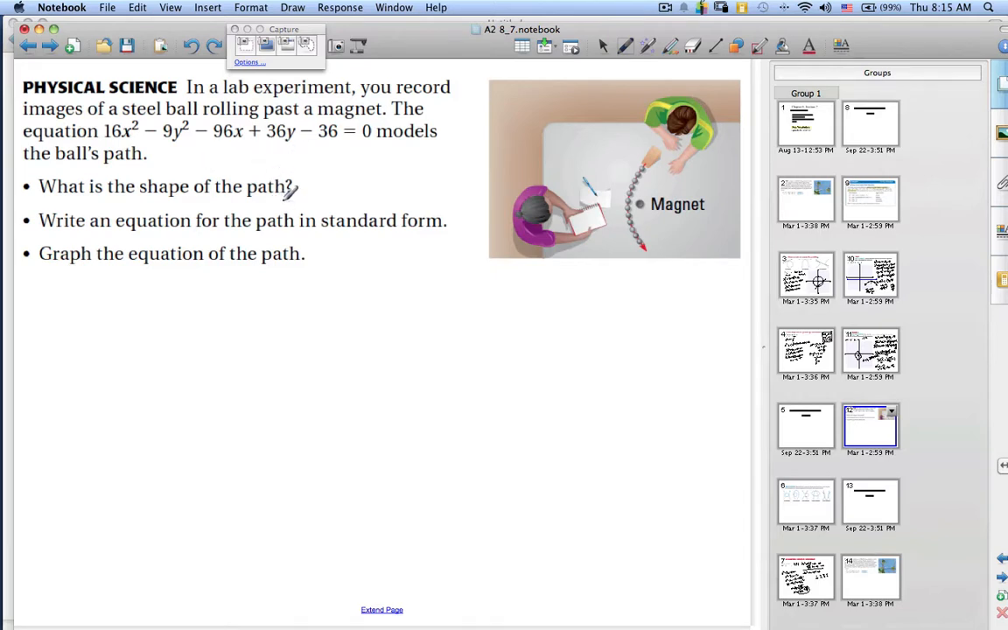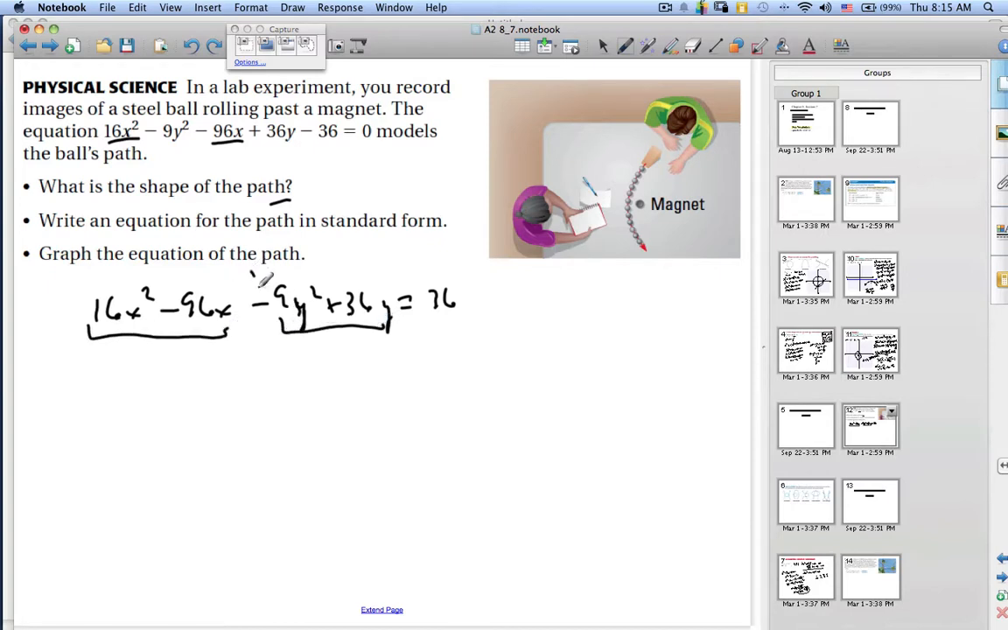Now, to answer what is the shape of the path, I could do b squared minus 4ac. I've got to be honest with you, I never do that. If I just order things up the way I want to do it, 16x squared minus 96x minus 9y squared plus 36y equals 36. So I'm just starting down the path of doing the equation in standard form. These are the first steps. I'm making these clusters.